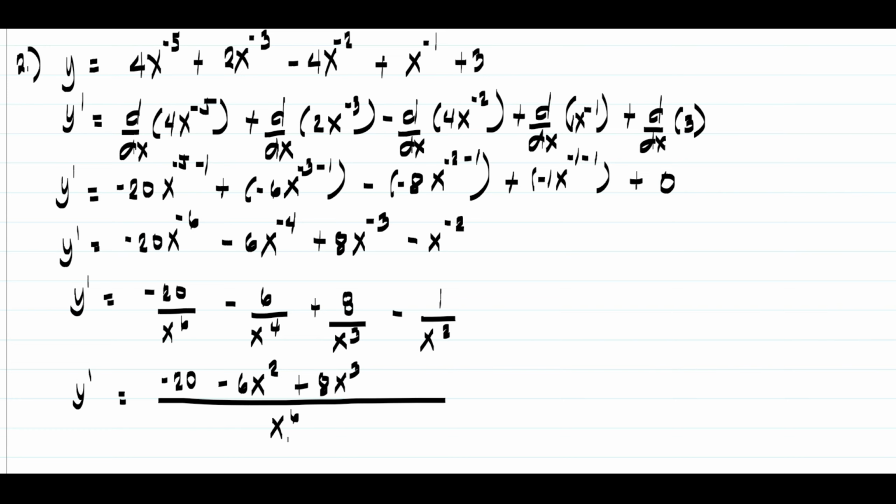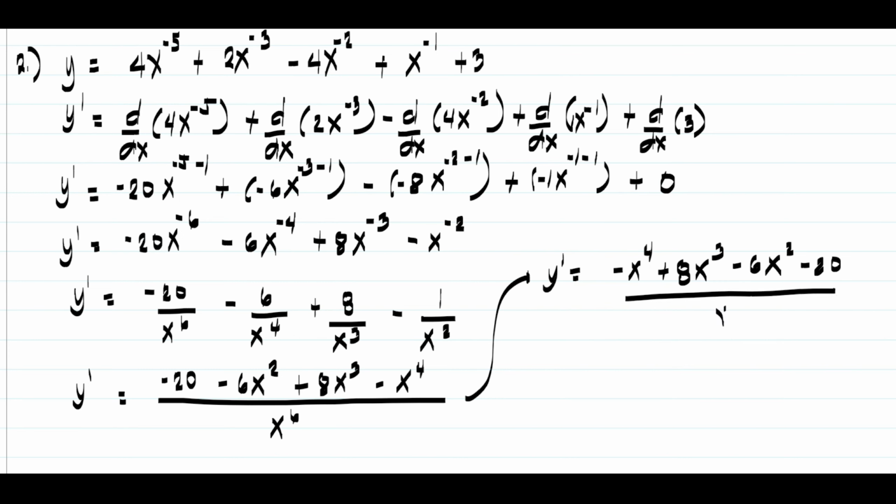And lastly, x raised to 6 divided by x squared, that is x raised to 4, times negative 1, that is negative x raised to 4. So, to simplify our answer, we are going to have y prime equals negative x raised to 4. We are going to write the given expression from the highest degree down to the lowest degree. So, we have negative x raised to 4 followed by 8x cubed minus 6x squared minus 20 all over x raised to 6. So this will be our final answer.